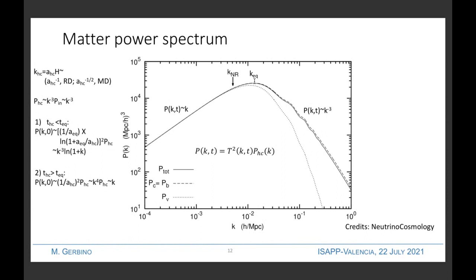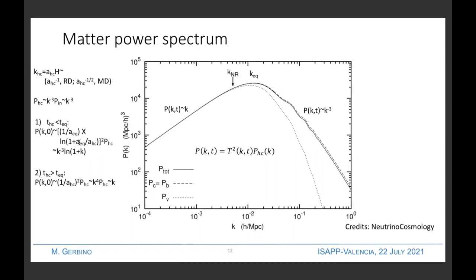The reason is the following. Consider scales that are smaller than the scale that enters the horizon at matter radiation equality, so wave numbers that are larger than the wave number at matter radiation equality. These scales, of course, will enter the horizon much earlier than the scale at matter radiation equality because they are smaller. So they will be inside the horizon already at the time of matter radiation equality. If this happens, this means that by the time they enter the horizon until the time of matter radiation equality, they have grown as the logarithm of the scale factor.